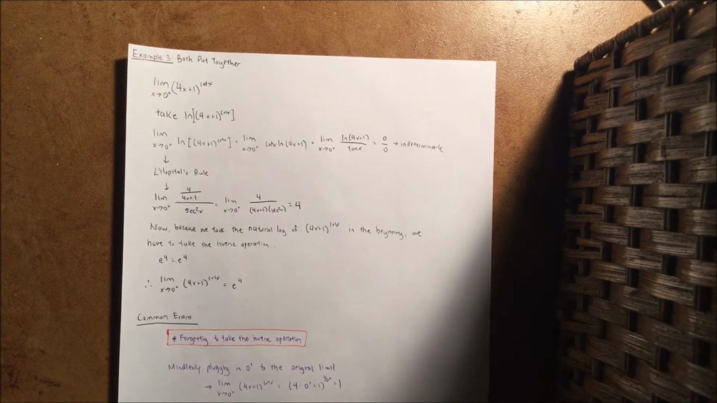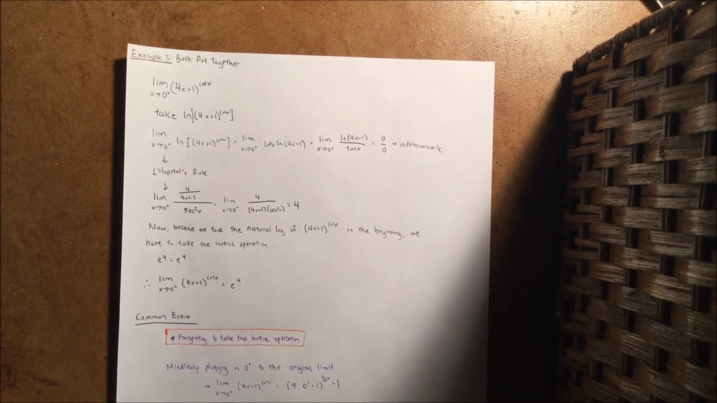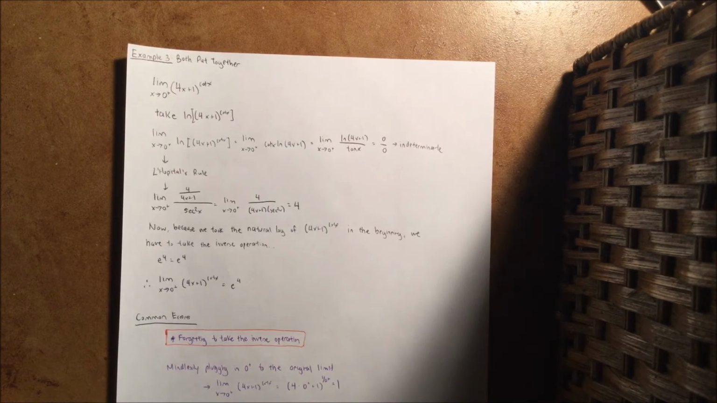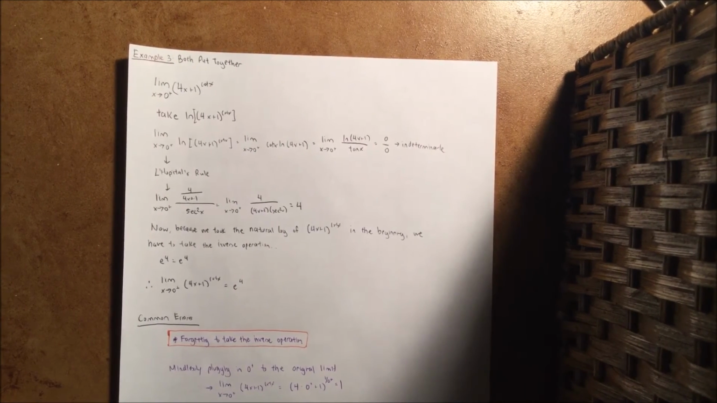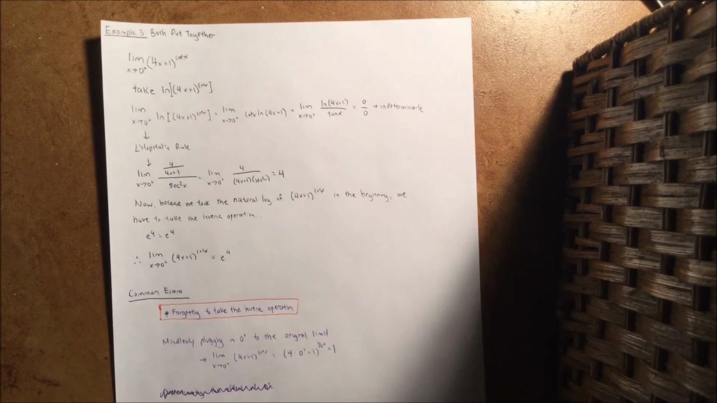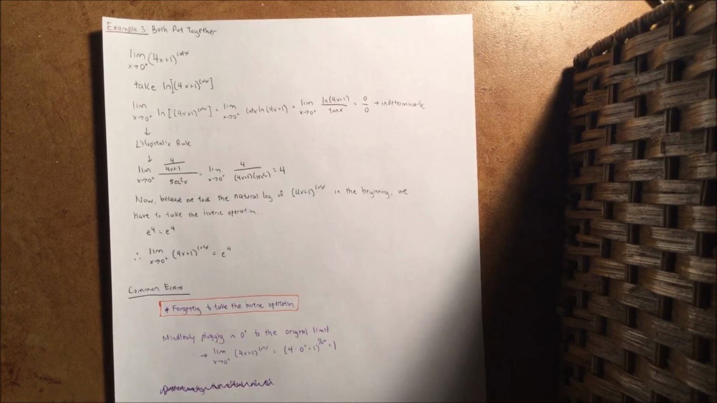Now, some common errors. This is essentially a combination of the errors of the previous two problems. The first and most important and most common mistake is forgetting to take the inverse operation, that is, to put e to your answer of the limit of the natural log. Or, essentially, as before, just simply taking the inverse operation as you took the natural log of the initial problem in order to solve the problem. Again, mindlessly plugging in a 0 from the right into the original limit will yield an answer of 1, which is obviously incorrect. That is all, I think.